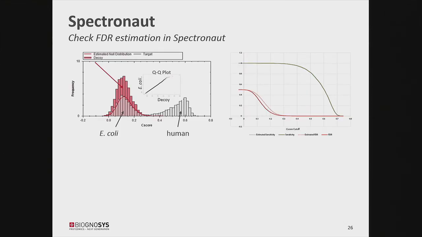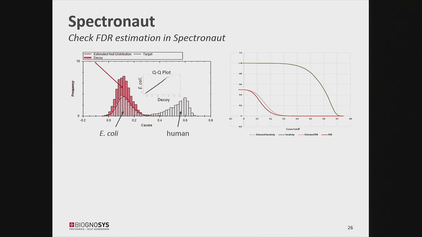And the result looked like that, so as you would expect, or how it's supposed to be. So the E. coli assays we couldn't detect. This is the gray distribution here. These are the human assays. We could detect them all, basically. And the decoys, they are perfectly overlapping with the E. coli assays, also depicted by a QQ plot.